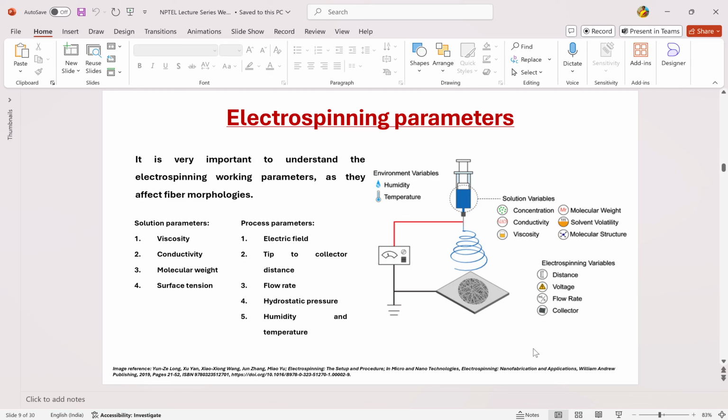Hydrostatic pressure, humidity and temperature. Temperature should not be too high, and it should not be too low. Temperature should be enough to melt your polymer solution, so that you can eject it through the nozzle. So these are some parameters that you have to keep in mind while you are doing the electrospinning.